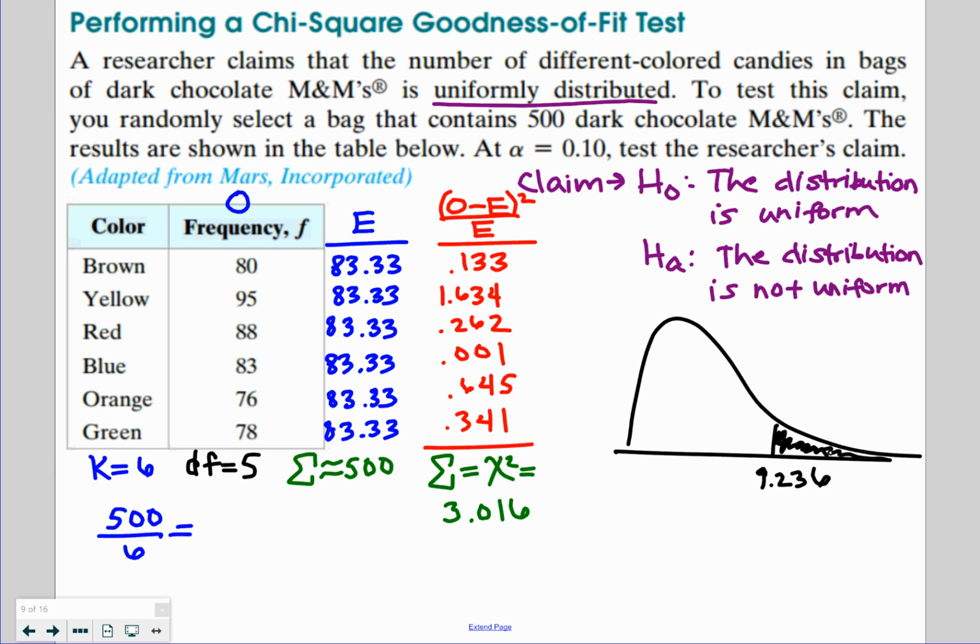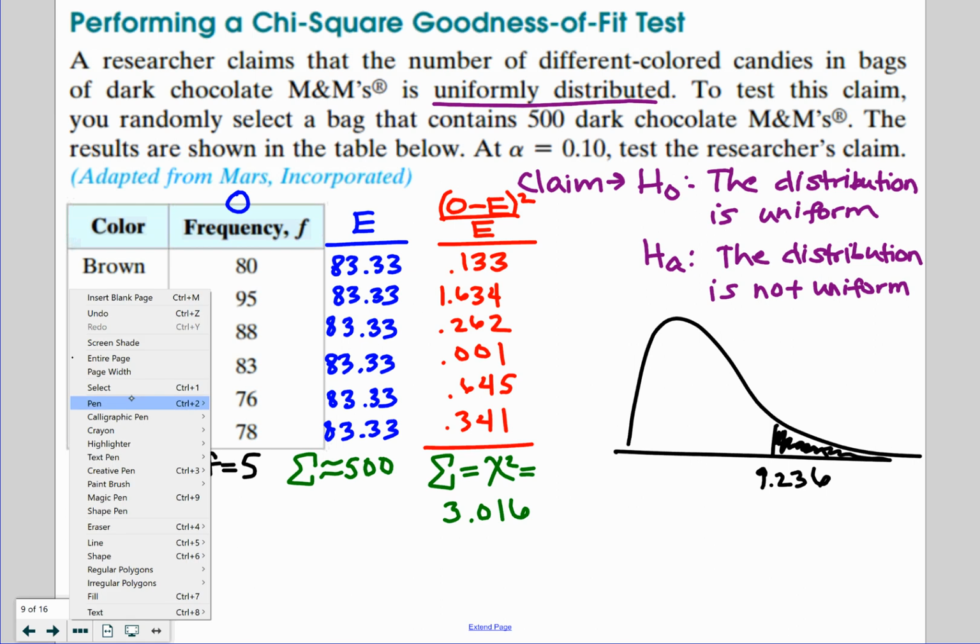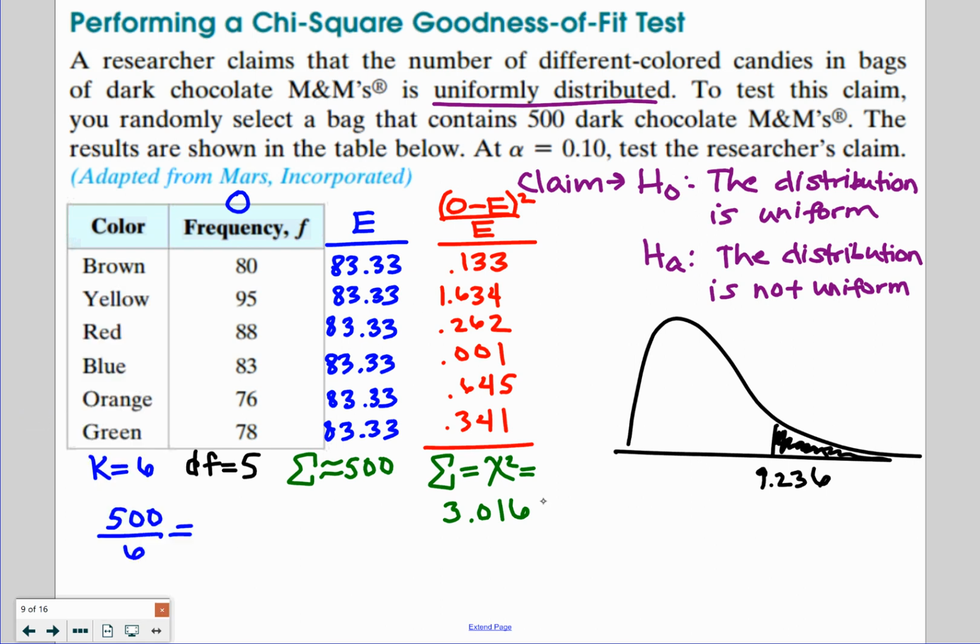Okay, so now the question is our test statistic, our chi-squared, in our rejection region? Yes or no? It is not in our rejection region, so what does that mean? Do not reject. Okay, so if you were going to summarize your findings, would you say there is or is not enough evidence?